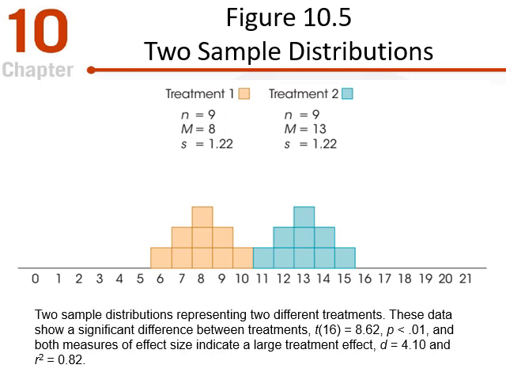You should have found that t with 16 degrees of freedom is equal to 8.62, the probability is less than 0.01, and both measures of effect size indicate a large treatment effect. d is equal to 4.10 and r squared equals 0.82.